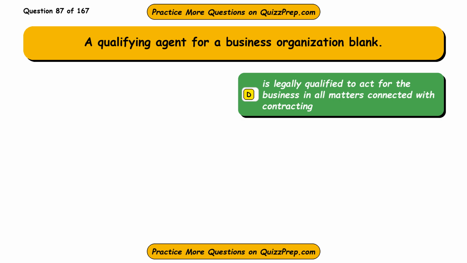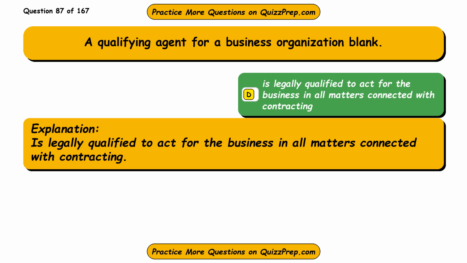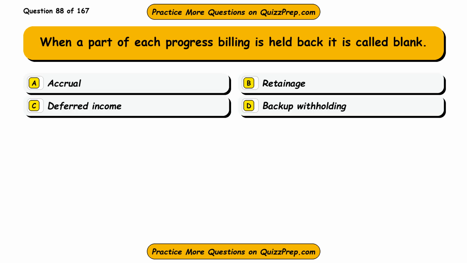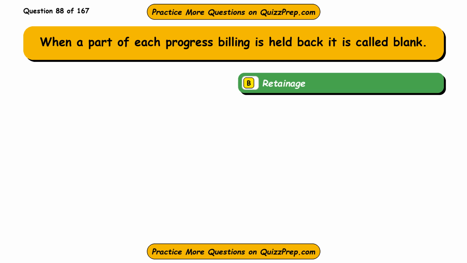The correct answer is option D, is legally qualified to act for the business in all matters connected with contracting. Is legally qualified to act for the business in all matters connected with contracting. Question 88. When a part of each progress billing is held back, it is called blank. Option A, accrual. Option B, retainage. Option C, deferred income. Option D, backup withholding. The correct answer is option B, retainage.